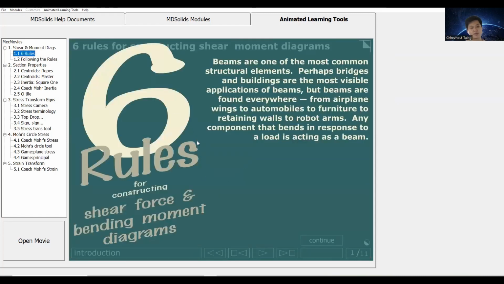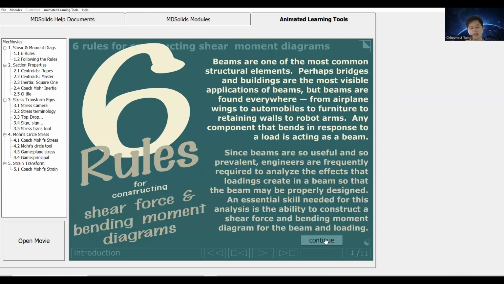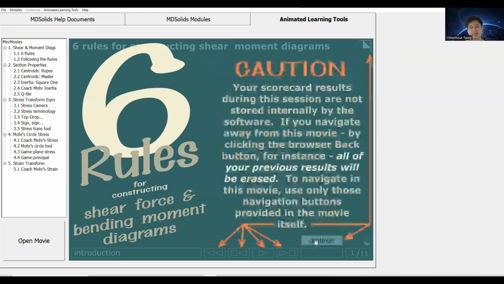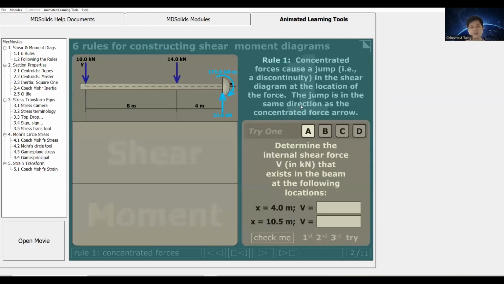So for example, if I want to study the shear and moment diagram, it tells me a bunch of definitions and instructions on how to play the game, and also the game itself. So in this case, they want you to calculate the internal shear force at X equals 4 meters, X equals 10.5 meters. You enter some numbers, you can check. And as you progress through this game, it becomes more and more difficult, just like learning. When you learn something new, at first it's hard, but when it becomes easier, you move on to a much more difficult topic.